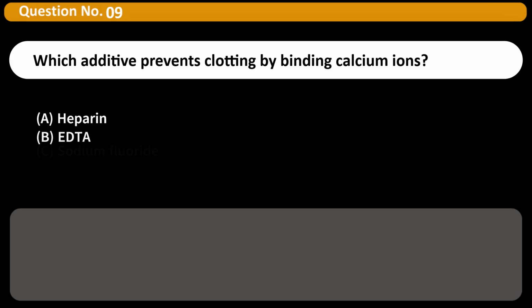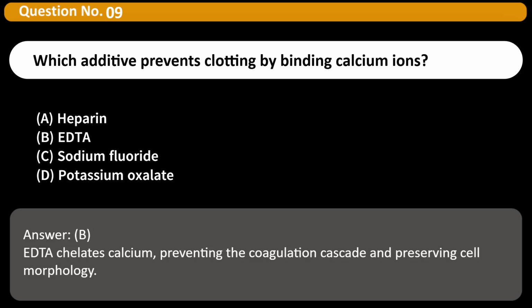Which additive prevents clotting by binding calcium ions? A. Heparin. B. EDTA. C. Sodium fluoride. D. Potassium oxalate. Answer B. EDTA chelates calcium, preventing the coagulation cascade and preserving cell morphology.